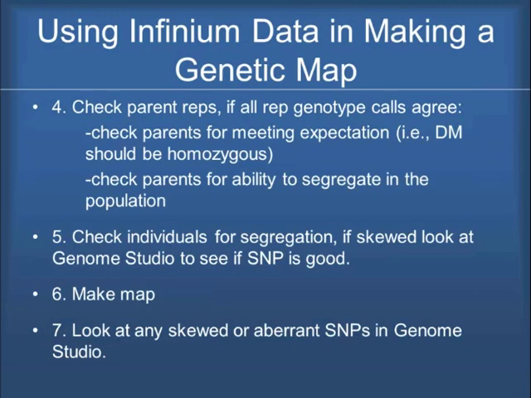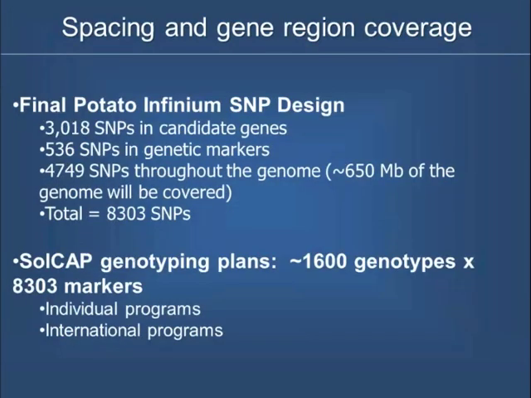You need to check the parent replications to make sure that the genotype calls agree. For example, in our case, DM is supposed to be homozygous, so if the SNP isn't homozygous, maybe we want to pull that out. Check the parents for ability to segregate in the population. We also need to look at whether there's skewed segregation and what's going on. Genome Studio is going to be important to that.